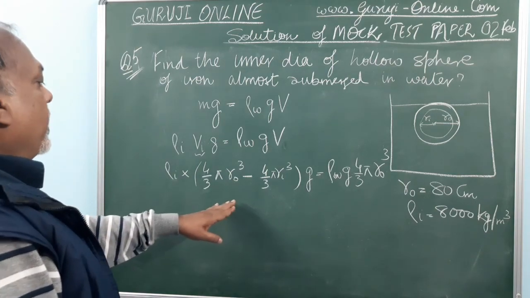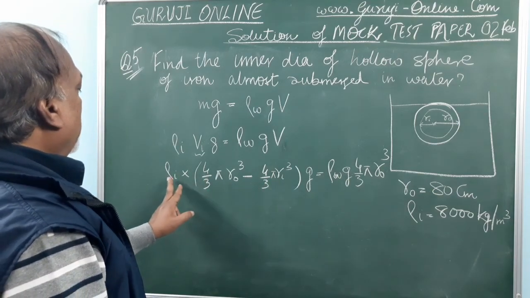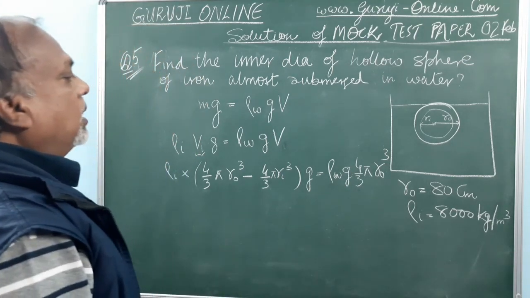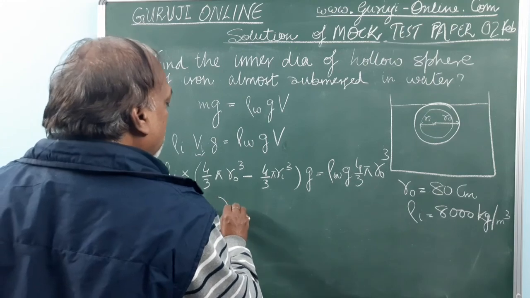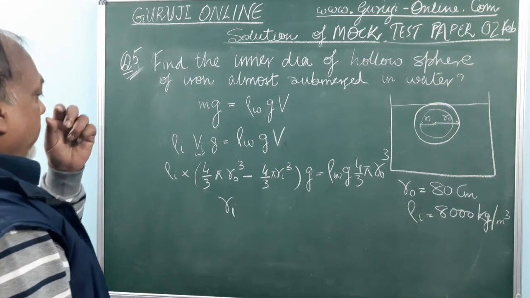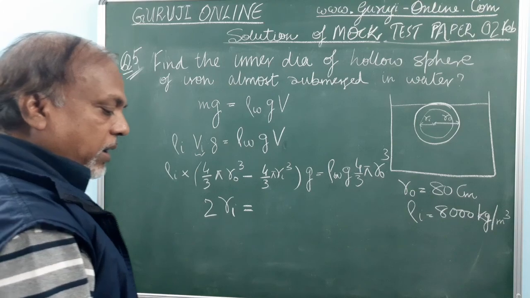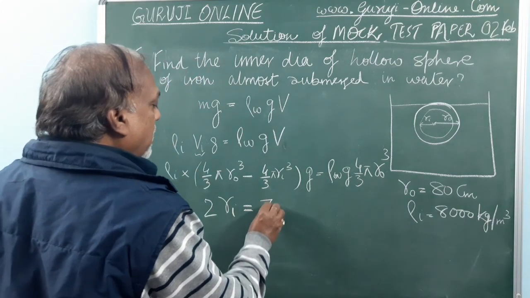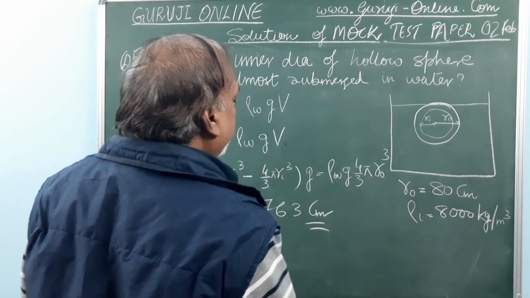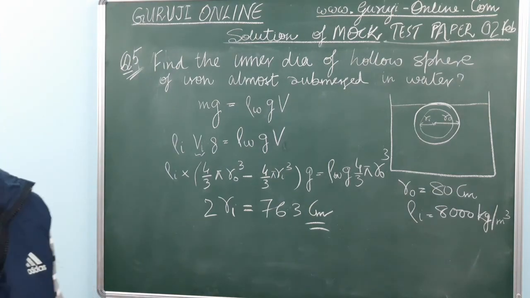So we know R outer, we know this also, G also. So we can find out this thing, and we have to find out the R inner. If you simplify, you can get it as 76.3 centimeter. Now we'll go to the next problem.